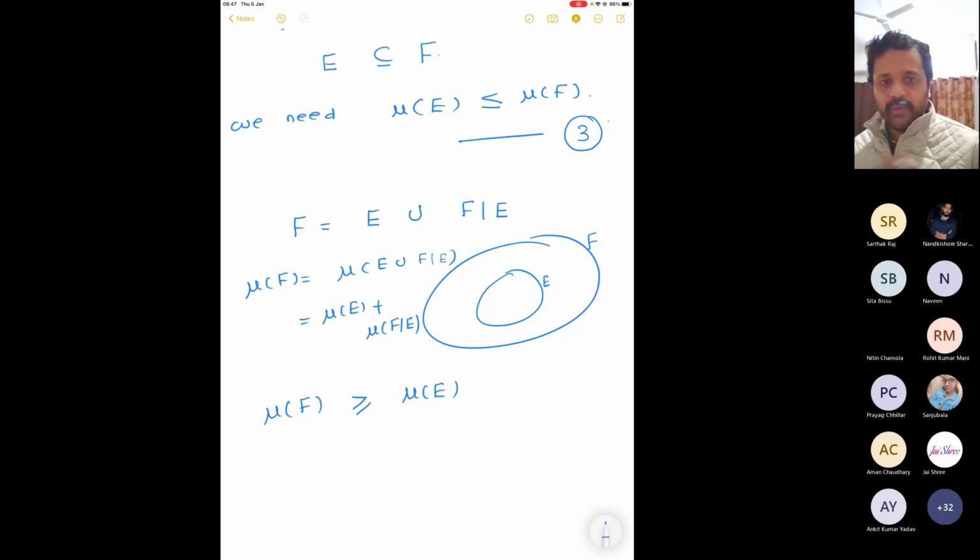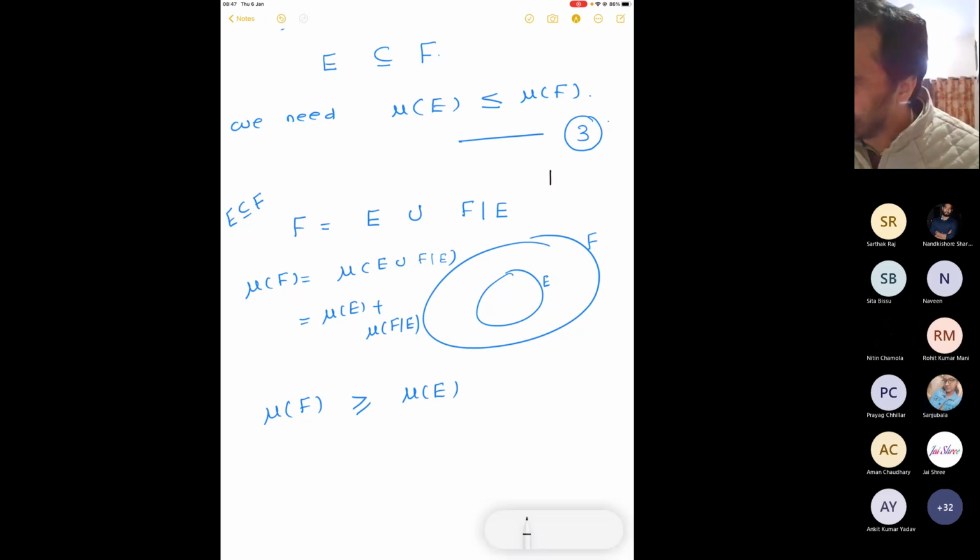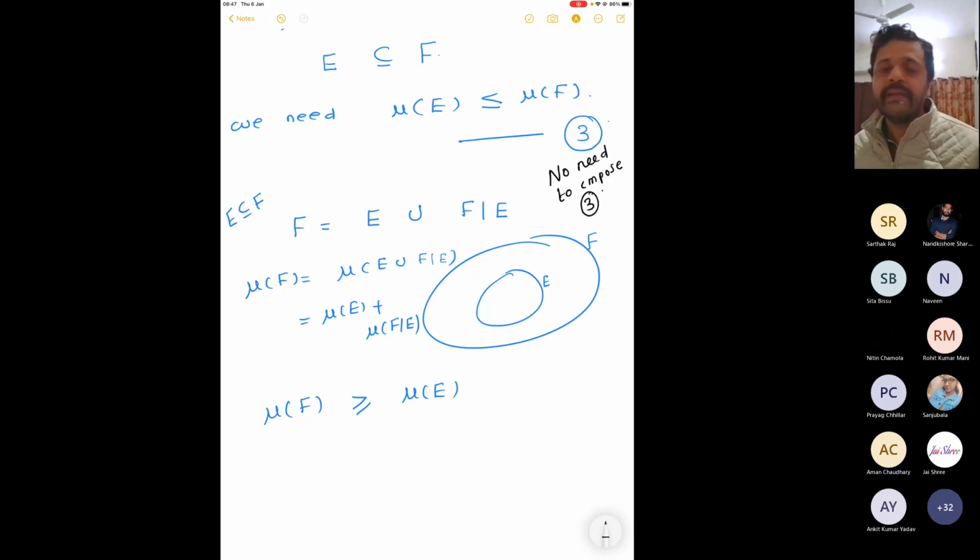So if E is contained in F, mu of E is less than or equal to mu of F, you don't have to impose. You will automatically get it. Are you with me? Yes, sir. So 3, I am not going to impose. No need to impose 3. 1 will automatically give 3. But then why did I say this?